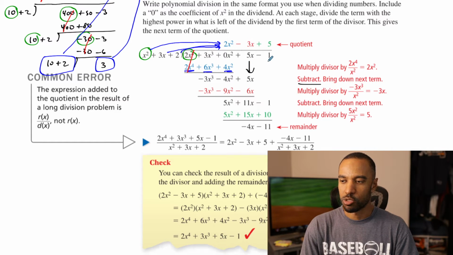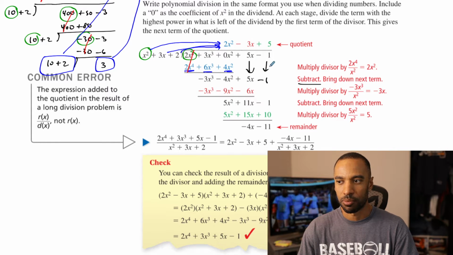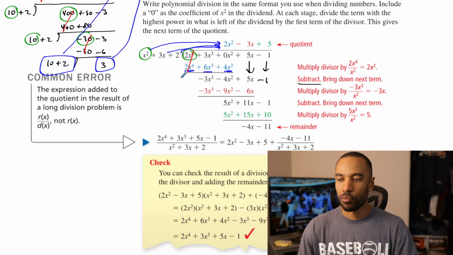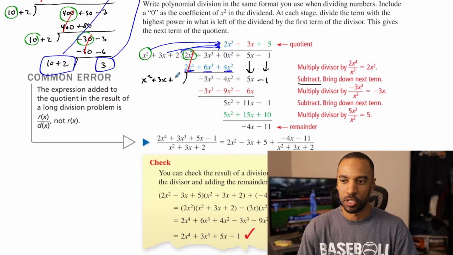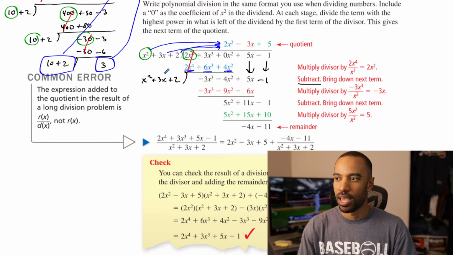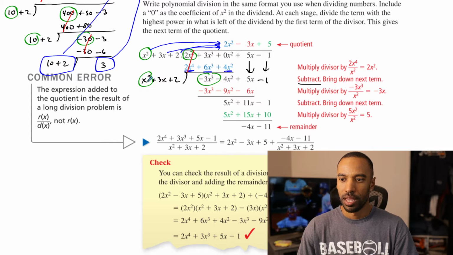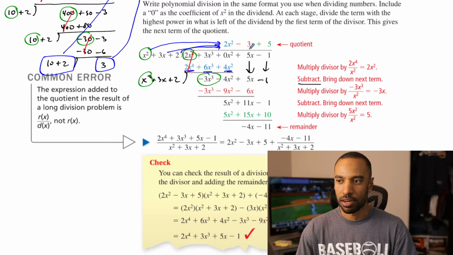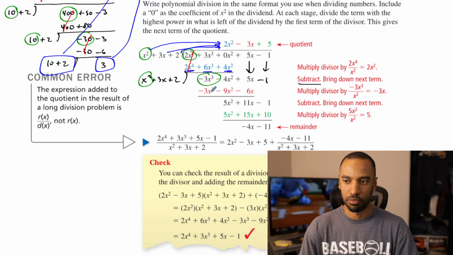5x minus 0 is 5x. Bring it down. Negative 1, I would technically be bringing this one down as well, so I don't forget it. Anyway, we're going to check how many times x squared goes into negative 3x cubed. X squared goes into negative 3x cubed negative 3x times. So now we do x squared times negative 3x, which is negative 3x cubed.